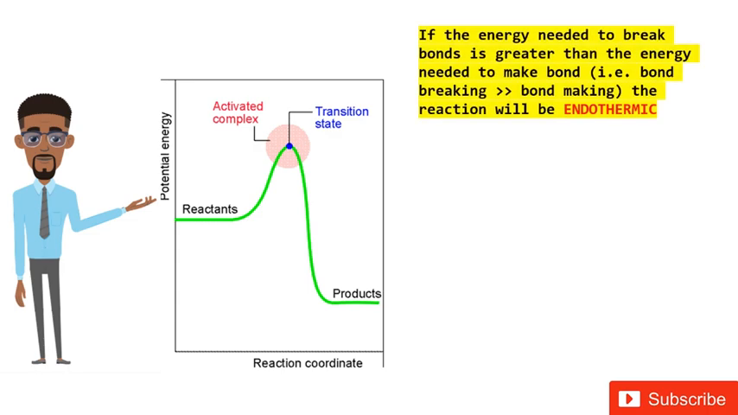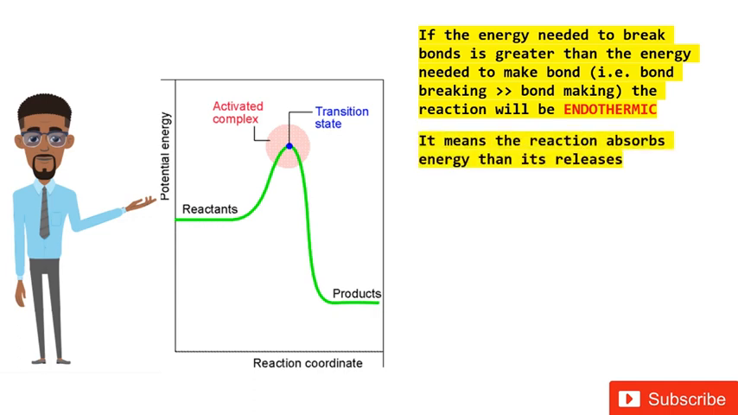If the energy needed to break bonds is greater than the energy released in making bonds, the reaction will be endothermic. That means in the activated complex, the energy needed to break bonds is greater than the energy released in bond formation. This also means the reaction absorbs more energy than it releases.